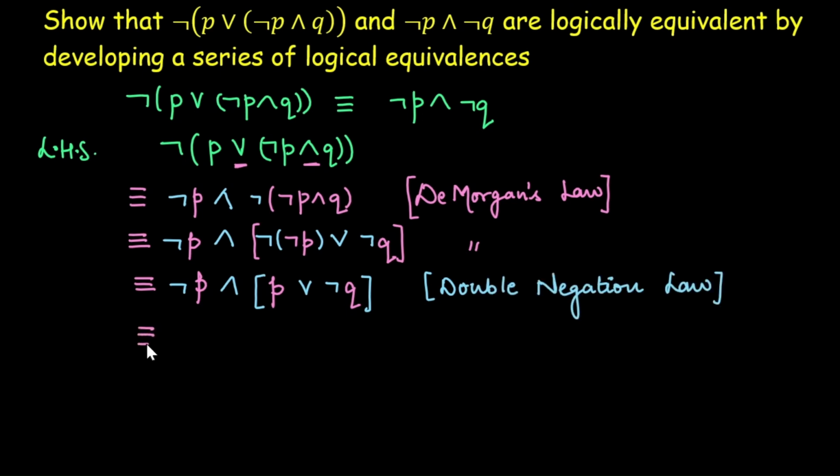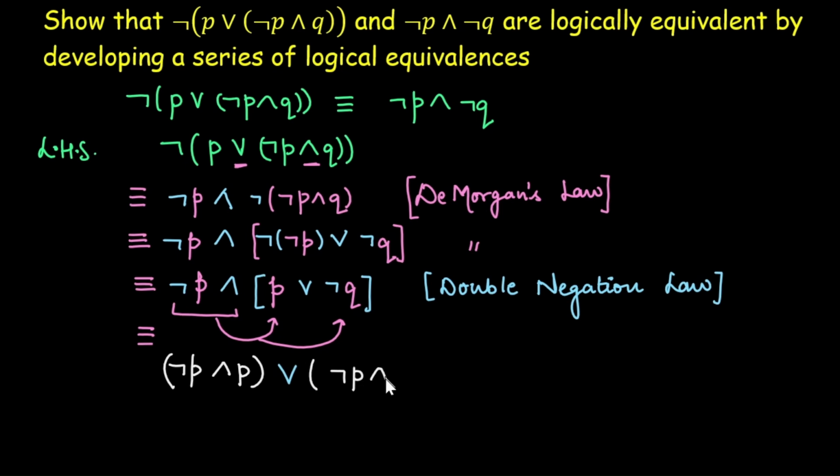This is further logically equivalent to what? Now you can check it. Directly we cannot say anything, but we can distribute negation P and over P as well as negation Q because here operators are different. So we can write negation P and P, this OR operator as it is, then negation P and negation Q. Here we have used distributive law.